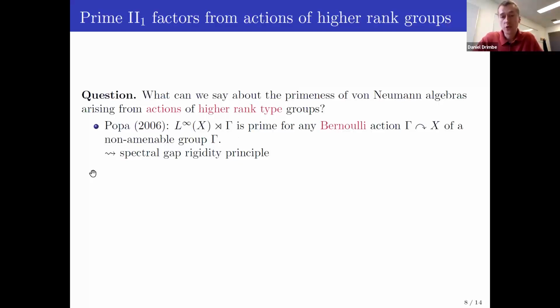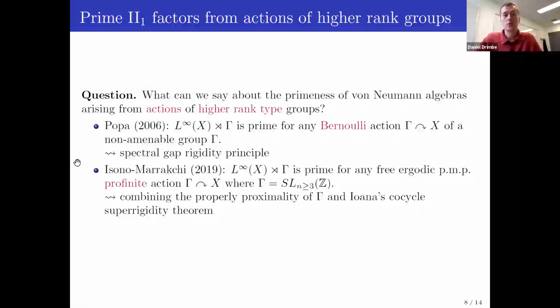Another class of specific actions you might want to look at are profinite actions or compact actions. Very recently, Isono and Marrakchi showed that L infinity of X cross Gamma is prime for all free ergodic PMP profinite actions, or even more generally, compact actions, and Gamma is, let's say, SL_n of Z with n at least 3. And they use some essential ingredients from the literature. From Jesse Peterson, we learn about proper proximality. In the work where this was introduced, by himself together with Adrian Ioana and Rémi Boutonnet, they showed so-called double star rigidity results for von Neumann algebras that arise from profinite or compact actions. And using that result and also Ioana's cocycle and orbit equivalence superrigidity result, they were able to obtain this primeness.